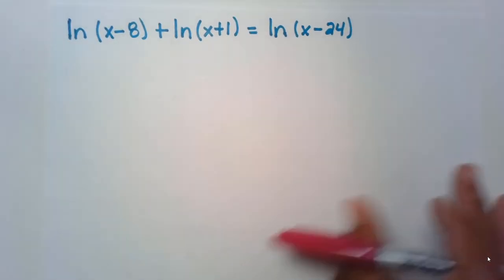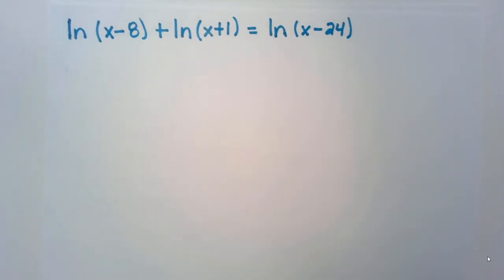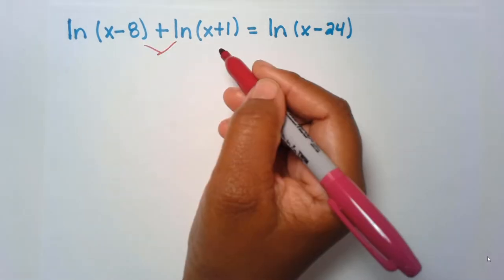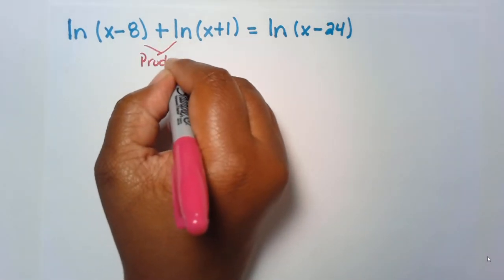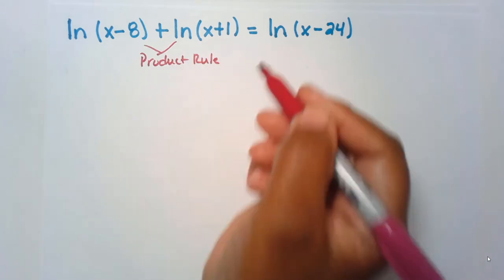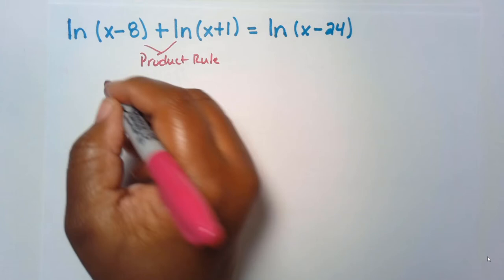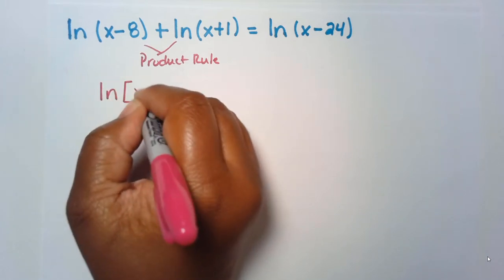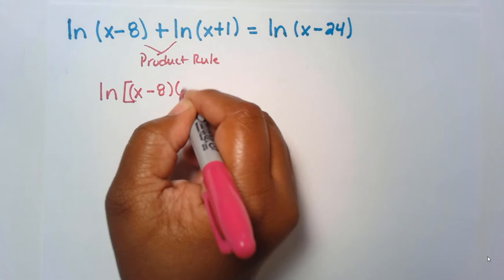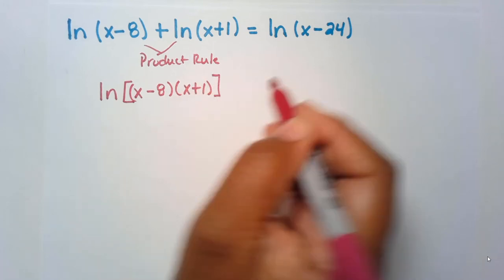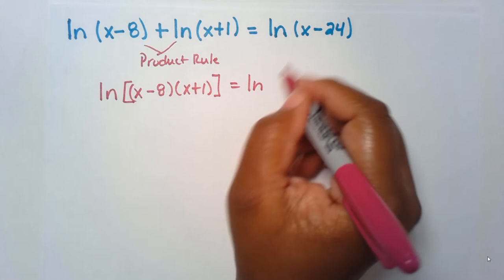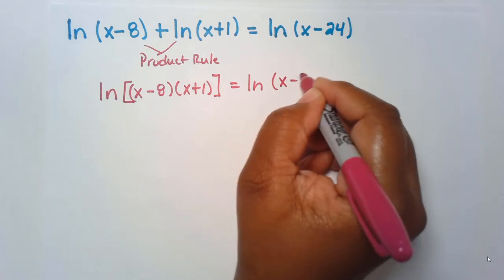Next example, we have ln of x minus 8 plus ln of x plus 1 equals ln of x minus 24. Let's condense the left side using the product rule. And then we have here ln of x minus 8 times x plus 1 equals our right-hand side, ln of x minus 24.